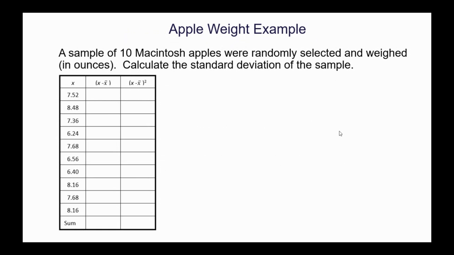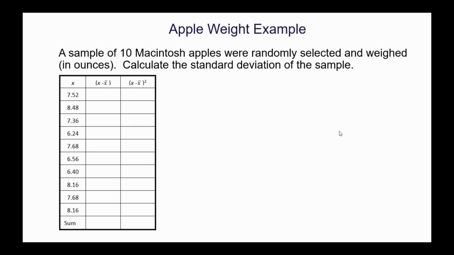So first we need to get X bar. This middle column, that's your deviation. So you subtract, in this case our first observation is 7.52, from your average, whatever you find your average to be. And then this last column, you just square the middle column. So I want you to calculate the standard deviation of the sample. See how far you can get in 5 minutes.